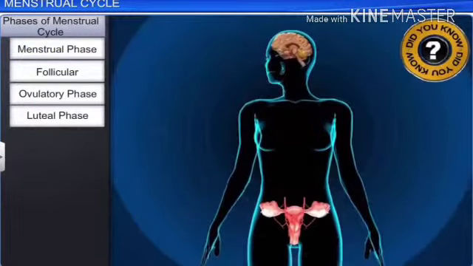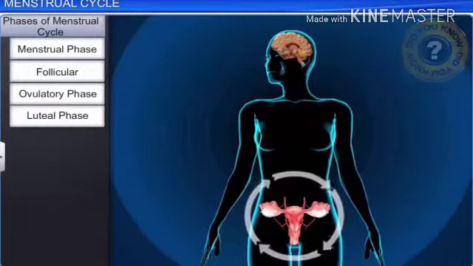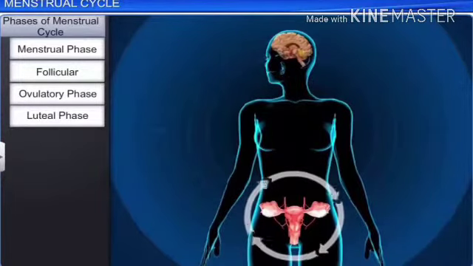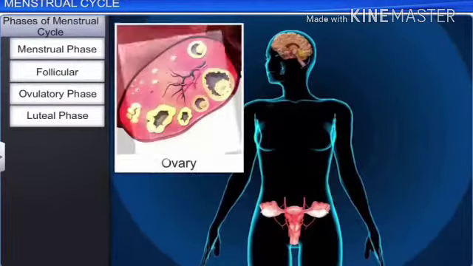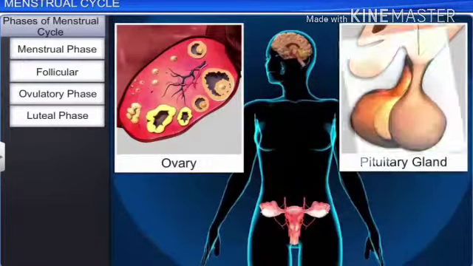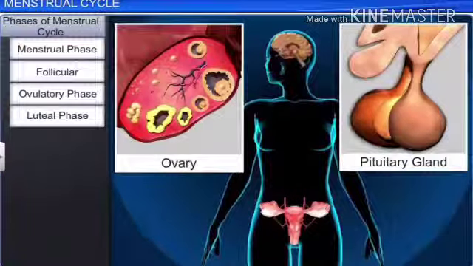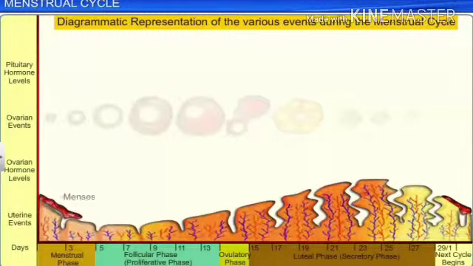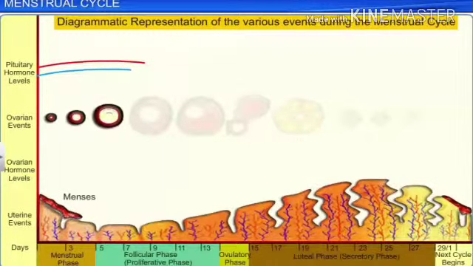Did you know that the phases of the menstrual cycle are controlled by the interplay of different hormones secreted by the ovary and the pituitary gland? At the onset of menses, the anterior pituitary gland increases the secretion of the two gonadotropic hormones, luteinizing hormone or LH and follicle-stimulating hormone or FSH, that stimulate the development of primary follicles.